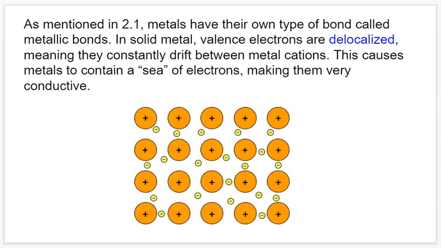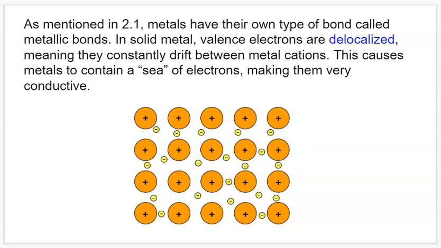So in section 2.1, I talked about how metals have their own type of bond, which we call metallic bonds. It's sort of similar to ionic substances in the sense that they form a crystal lattice. They form a grid that has a certain geometric arrangement. And with metals, it can be a cubic square grid or a hexagonal grid. There's a couple different varieties that it comes in.